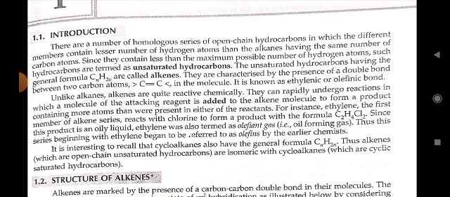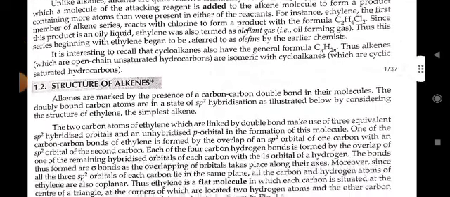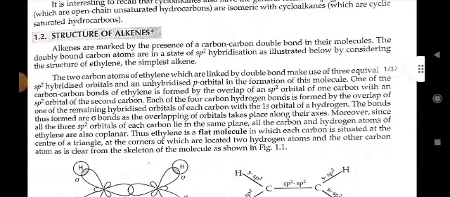It is interesting to recall that cycloalkanes also have the general formula CnH2n. Thus, alkenes, which are open chain unsaturated hydrocarbons, are isomeric with cycloalkanes, which are cyclic saturated hydrocarbons. Structure of alkenes. Alkenes are marked by the presence of a carbon-carbon double bond in their molecules.